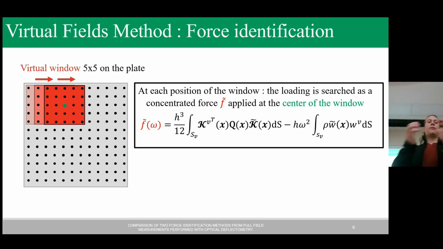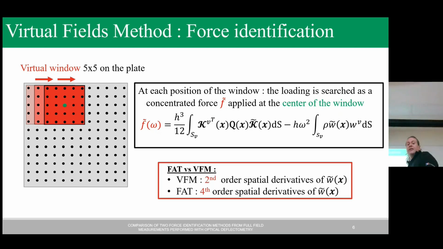So we have presented FAT and VFM. Maybe an interesting point that should be noted is that VFM requires only second order spatial derivative of the displacement, while FAT requires fourth order derivative of W. This means that we already guess that FAT will be much more sensitive to measurement noise compared to the VFM.